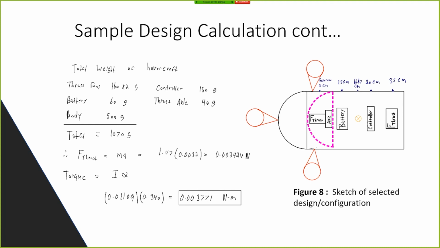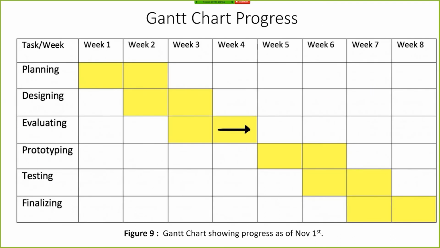Now, in order to find the thrust needed to push the hovercraft, we need to find the total weight of the hovercraft. Adding up the total components again, including the body this time, we get a total mass of 1,070 grams. Now, using F equals ma, we have the acceleration and we have the mass. Multiplying them together, we get 0.003424 newtons. Now, since we found the moment of inertia earlier with the angular acceleration, we can find the torque needed at 0.003771 newton meters.